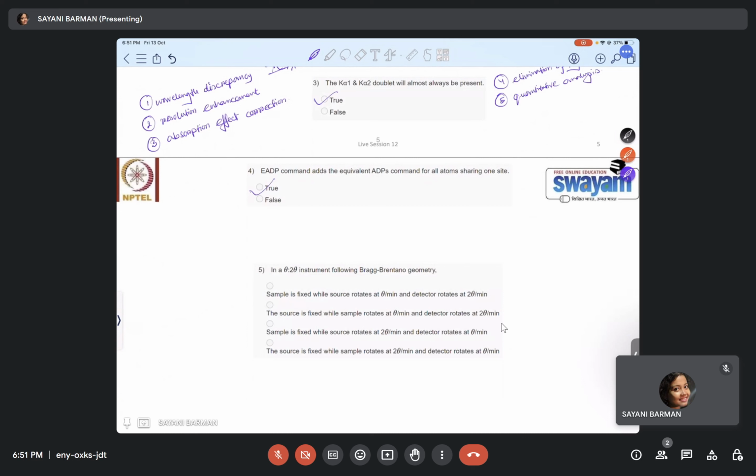Okay. Now the next one is: in a theta to theta instrument following Bragg-Brentano geometry, always remember this is for the sample and this is for the detector, and the source is fixed. The sample moves by theta, the detector by 2 theta. Any other? No, there is none. The source is fixed. So this is the option.